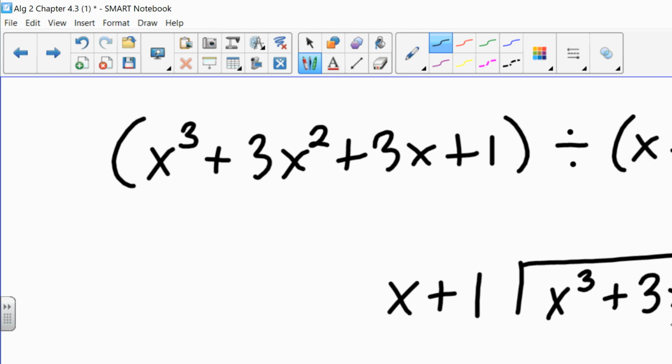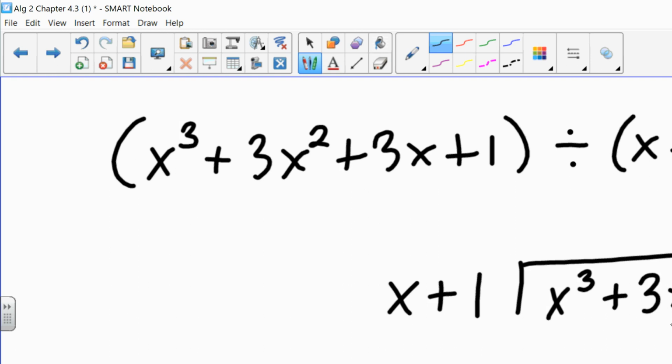The biggest one. We want to go with x to the third. That's what we want to eliminate first. And what we're going to do is use this x plus 1 to do it. When we did the long division, the numbers we wrote on top are what's going to be the quotient for this. And it's what we multiplied by.